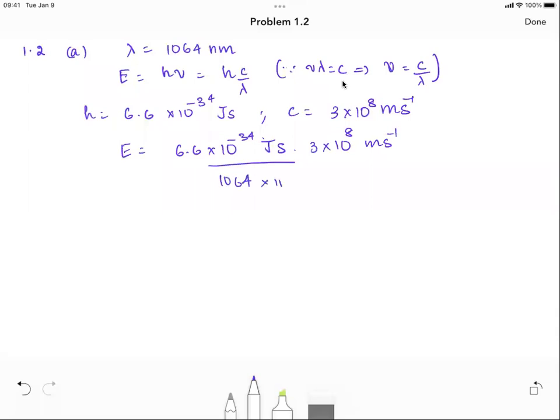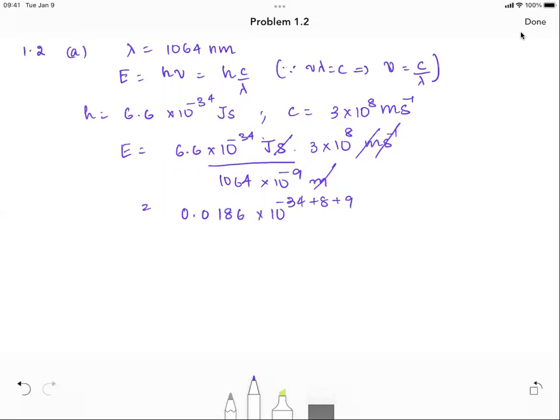And 1 nanometer is 10 to the negative 9 meter. So the units here cancel out. And if we solve this, we will get 0.0186 into 10 to the negative 34 plus 8 plus 9. I'm going to bring this up.